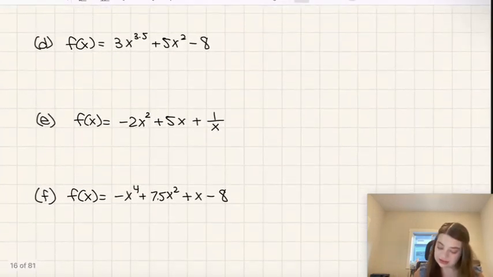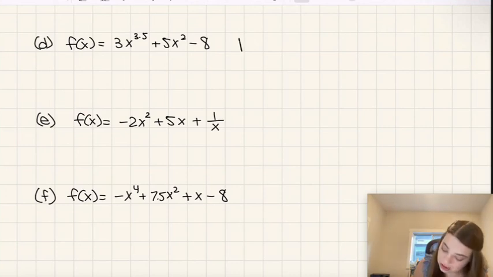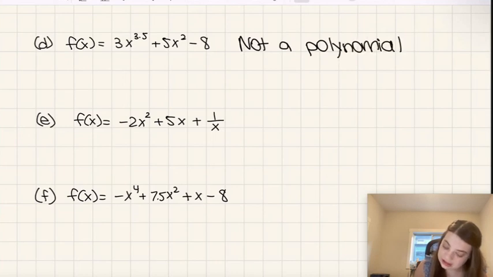So this next one is 3x to the power 3.5 plus 5x squared minus 8. So this is not a polynomial, and the reason why this is not a polynomial is because here we have 3.5 as the exponent, and again, we can only have whole numbers as the exponents for our variable. And in this case, this isn't one. 3.5 is not a whole number, nor could we simplify it to make it into a whole number.